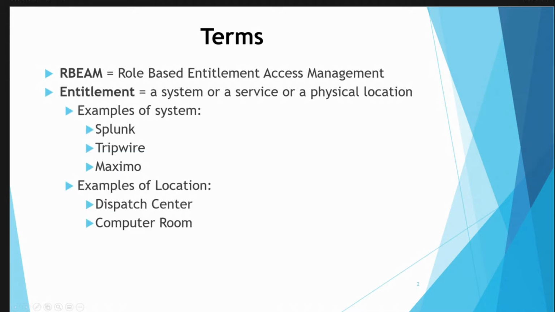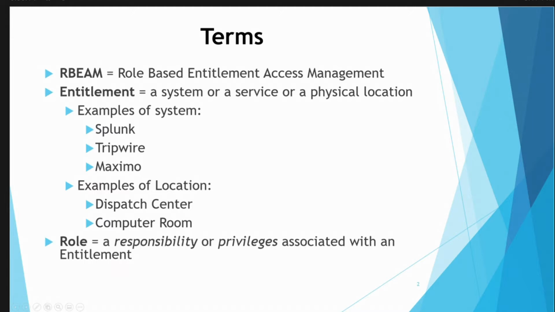An entitlement represents a system or service. As an example, Splunk, or Tripwire, or Maximo, or Oracle Financials. Whatever software or system you wish. Likewise, it could also be a physical location, like the dispatch center, or the computer room, or whatever location or area you wish to designate.